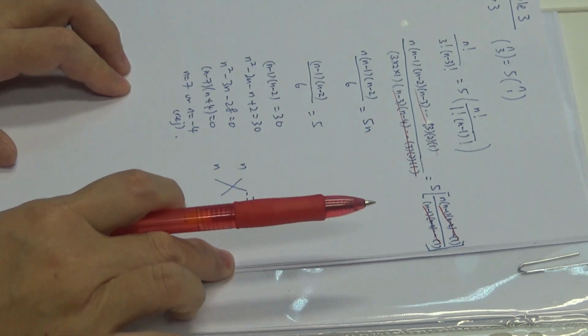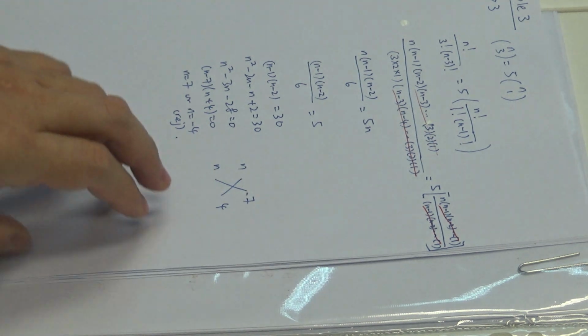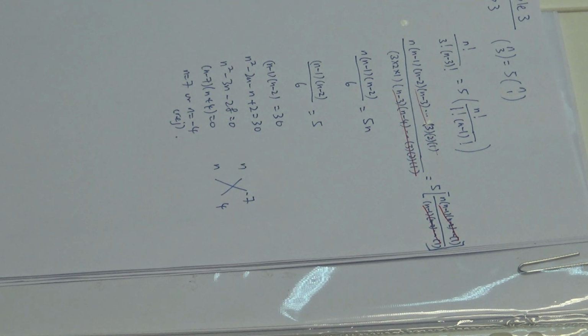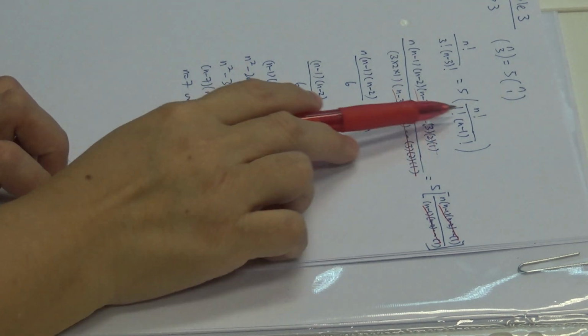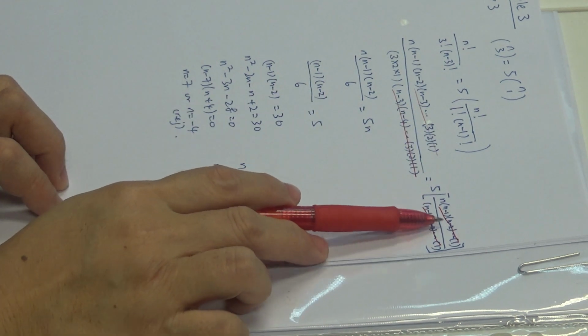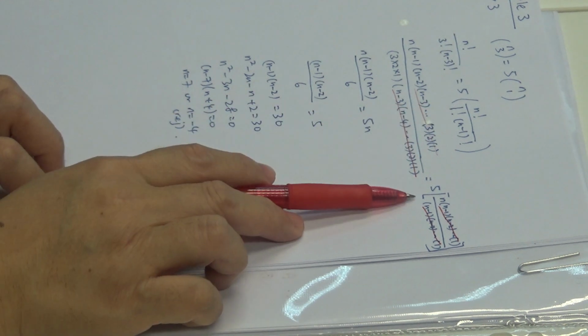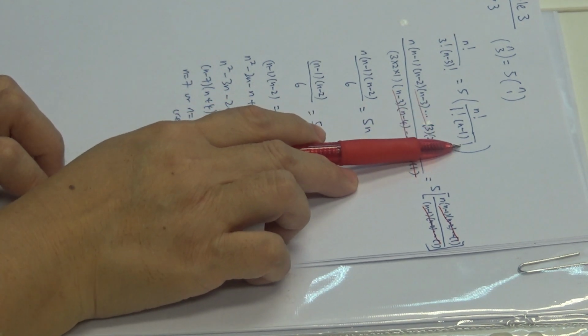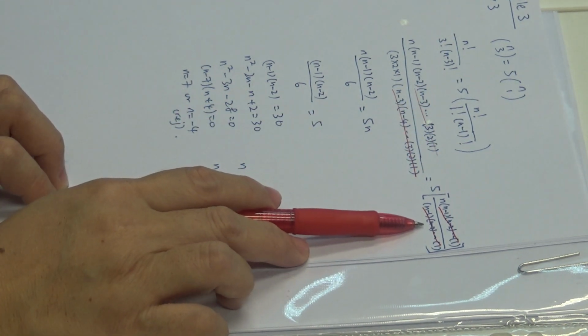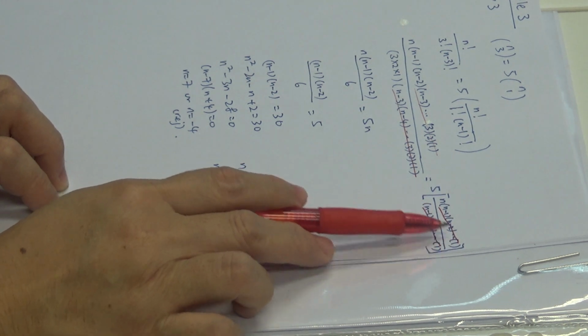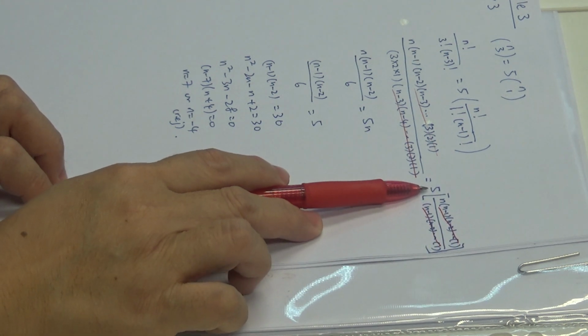Now I'm going on to simplify this side. What does it mean here? Can you see that n factorial means n, n minus 1, n minus 2 all the way to 1. 1 factorial is just 1. n minus 1 factorial is n minus 1, n minus 2 all the way to 1. You can see that all this cancels off and I'm left with 5n.